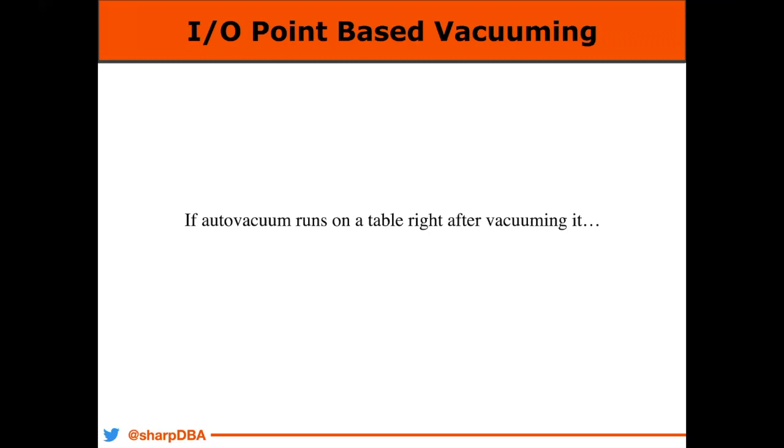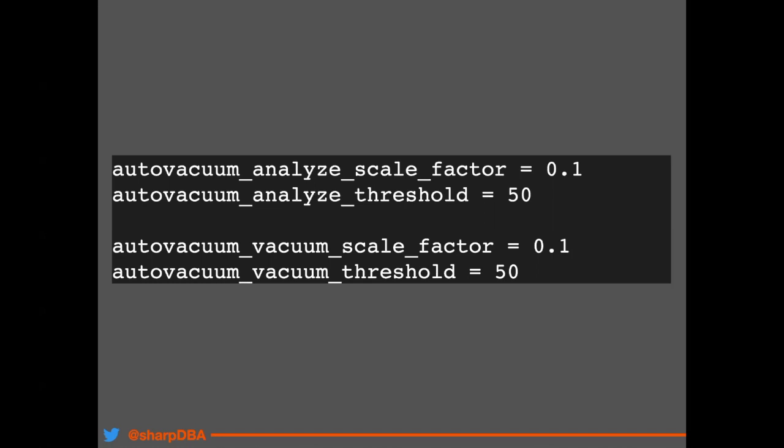Okay, so other thresholds. I have the analyze scale factor and the analyze threshold before the vacuum scale factor and the vacuum threshold, because ideally you want to analyze before you vacuum. It normally does, but you could override that by getting these backwards. I'll pretend I've never done that.